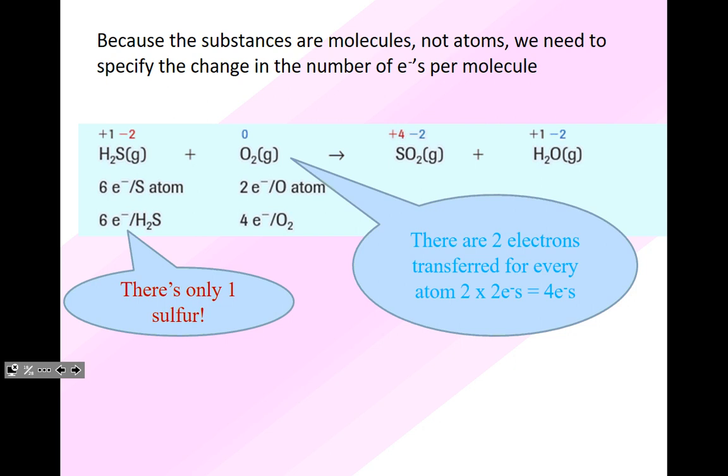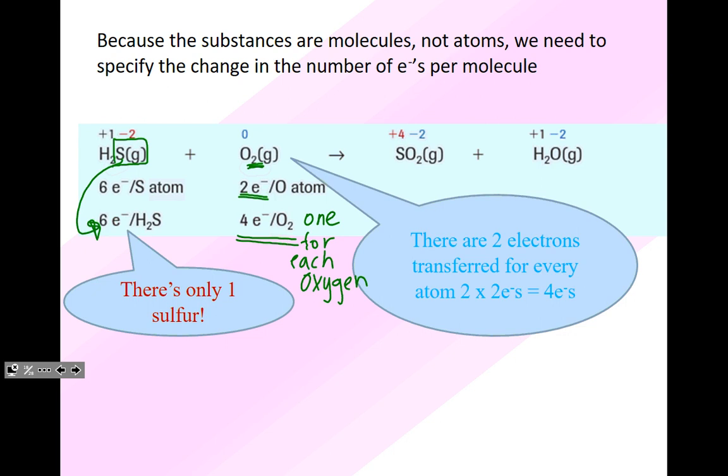Because the substances are molecules, not atoms, we need to specify the change in the number of electrons per molecule. If you take a look at sulfur here, there's only 1 sulfur in the compound, so only 6 electrons were transferred because there's only 1 sulfur. Oxygen, there's 2 oxygens. We know that there are 2 electrons being transferred for every oxygen atom. There's 2 in the formula, so in total, 4 electrons were transferred for oxygen. 1 for each. Don't forget that. All right, awesome.